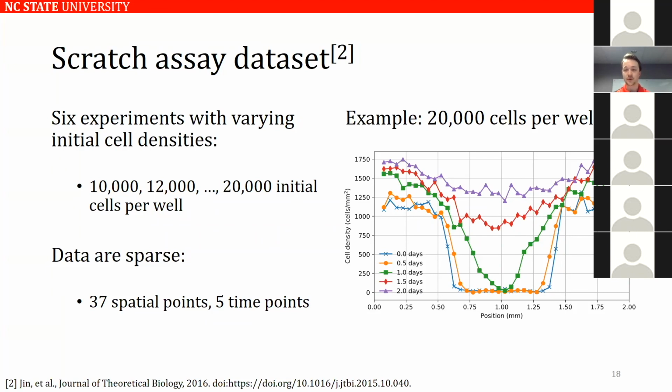An example is shown on the right for the case with 20,000 initial cells per well, where the blue curve represents the initial condition right after the scratch has been performed. Then as time goes on, you can see the cells start migrating into that scratch. This is the data set that we'll be focusing on rather than all 6. I'm just going to demonstrate our method using this data set, and then we'll have some error tables at the end.